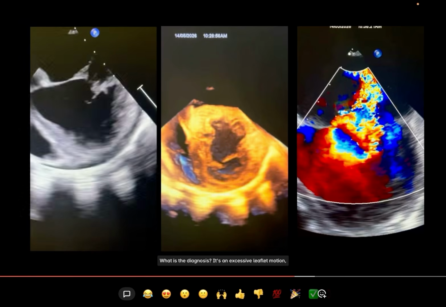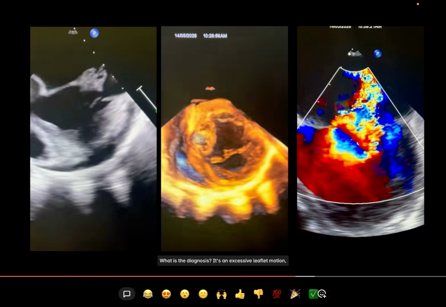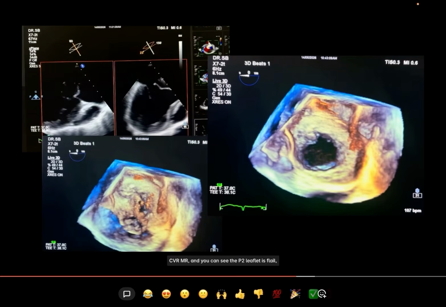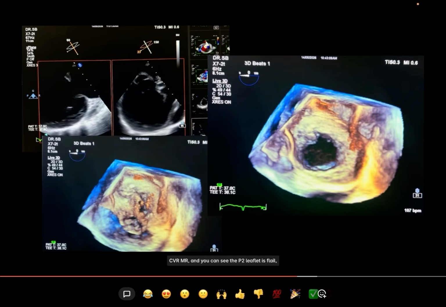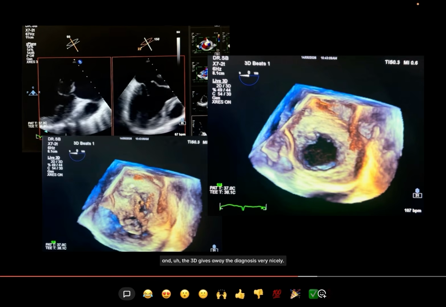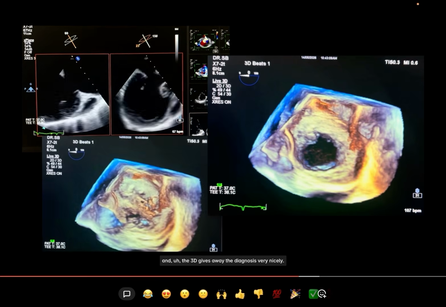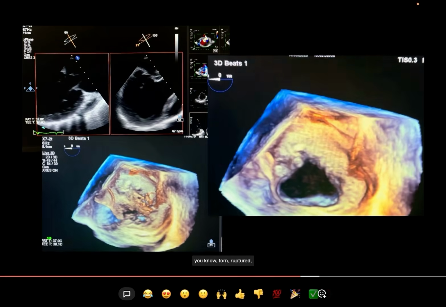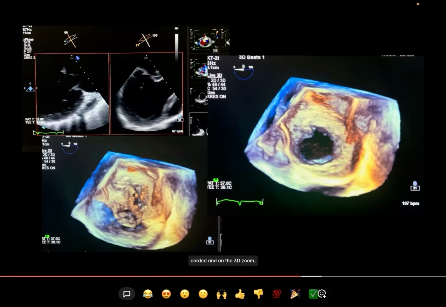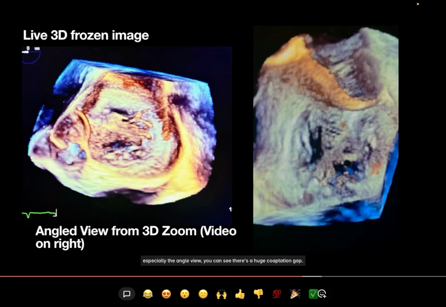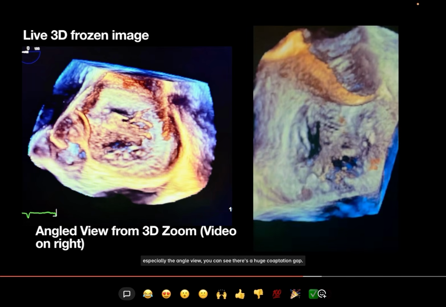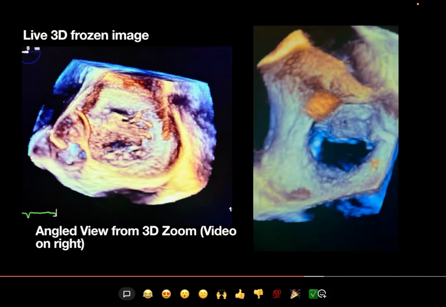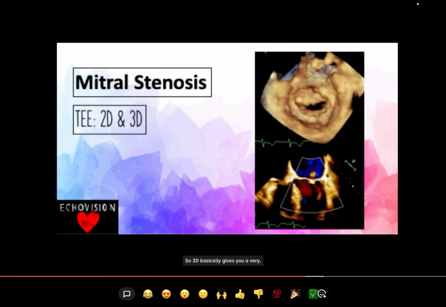What is the diagnosis? So excessive leaflet motion, severe MR, and you can see the leaflet is flail, and the 3D gives away the diagnosis very nicely. It's a very damaged valve with multiple torn, ruptured chordae, and on the 3D zoom, especially the angle view, you can see there's a huge coaptation gap. So 3D basically gives you a very, very clear picture of what exactly the pathology is.